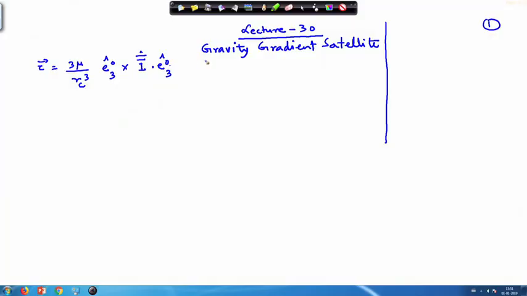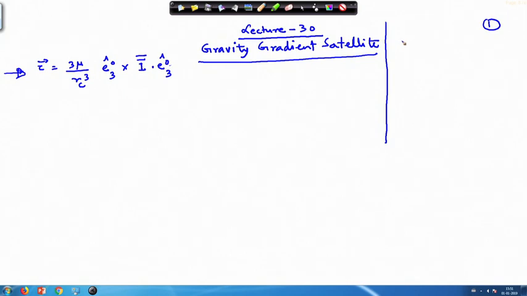Welcome to the 30th lecture. Here we have been discussing the gravity gradient satellite, and we derived this equation last time. So, we will continue with this. While working on this, we will require certain conversions, and we need to look into those conversions.